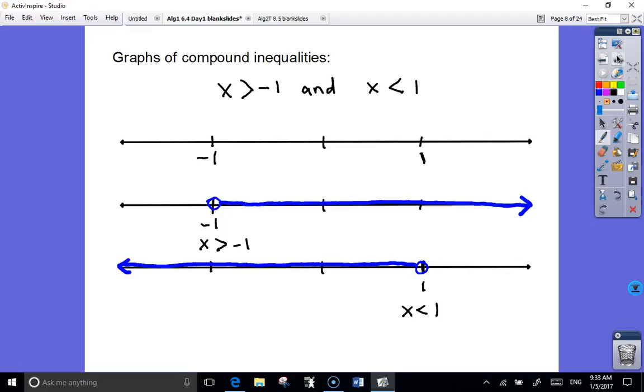Okay, now what if it was x is greater than -1 and x is less than 1? Right? Greater than -1 means open circle on -1, shade to the right. Less than 1, open circle on 1, shade to the left. All right, now we're going to shade on this number line only if both of the other number lines were shaded. So between which two numbers does it look like both number lines were shaded? -1 and 1. So this is the compound inequality. It goes from -1 to 1, and it's shaded in the middle.